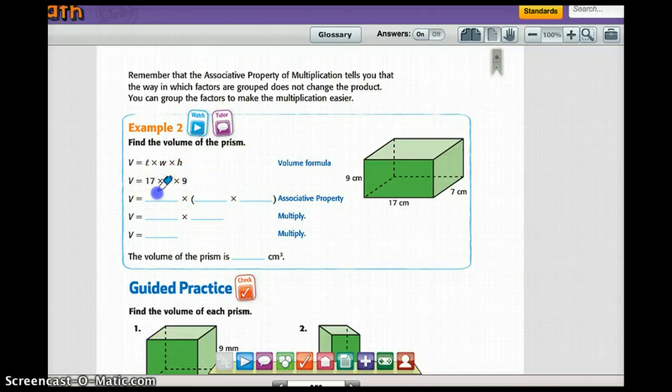So remember, the grouping doesn't matter. It won't change the product, so you could do 17 times 7 times 9, because it might be a little easier to do 7 times 9 first. So when you do 7 times 9, you get 63, and then we will have 63 times 17, which if you work out, you will get 1,071. So remember, the volume is 1,071 centimeters cubed, because we multiplied 3 things. So it's to the 3rd power.